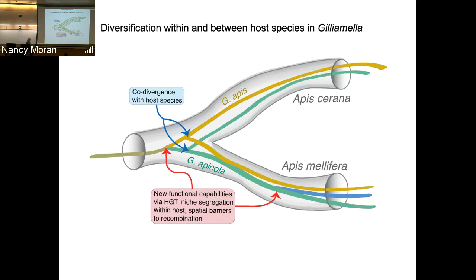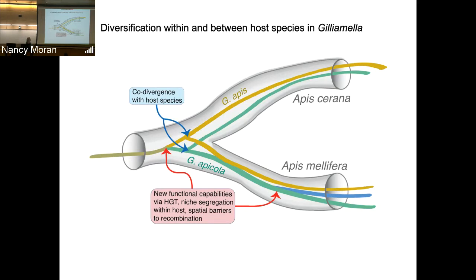So let's see where we are here. This is kind of a diagram, a cartoon of what maybe is happening with Gilliamella. Basically, there's some divergence within the host, and this happens say, for example, Apis gets the ability to use urea, Apicola gets the ability to use pectin or other polysaccharides, and they start to live in different parts of the gut as a result and be spatially separated, and that leads to just basically bacterial speciation.